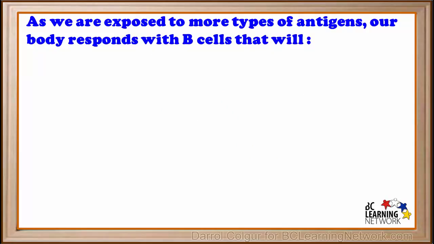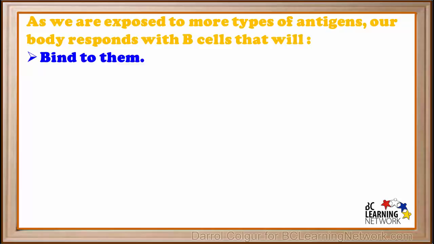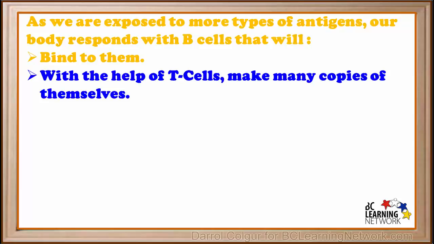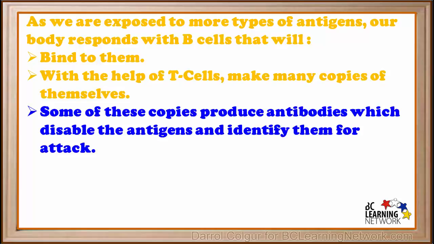As we are exposed to more types of antigens, our body responds with B cells that will bind to them, and with the help of T cells, make many copies of themselves. Some of these copies become factory cells which produce antibodies. These antibodies disable the antigens and identify them for attack.